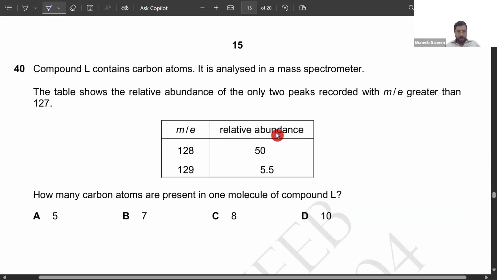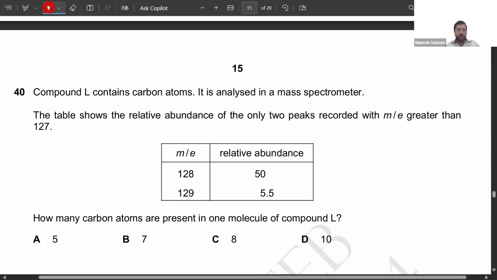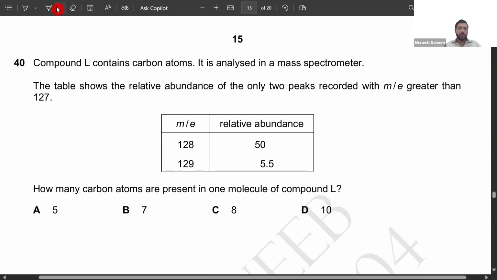Now the last question, number 14. Compound L contains carbon atoms. It is analyzed in a mass spectrometer. The table is given with only 2 peaks with m/e value greater than 127. We have to determine the number of carbon atoms present in one molecule of compound L. All right, so here we are given m/e values and the relative abundance.